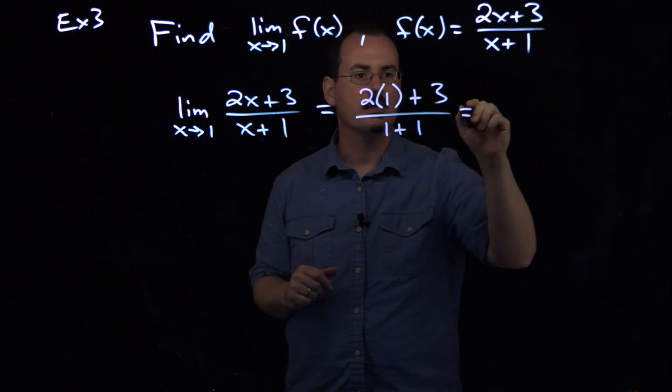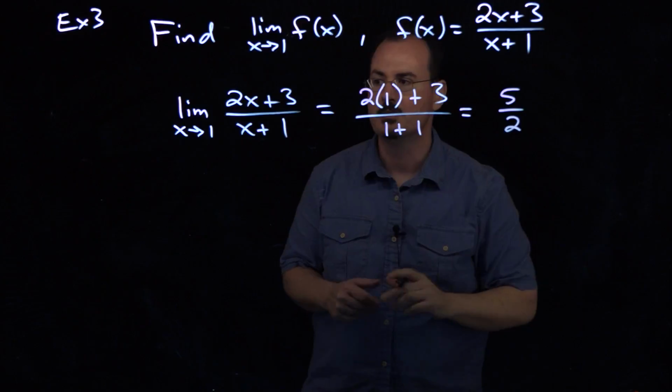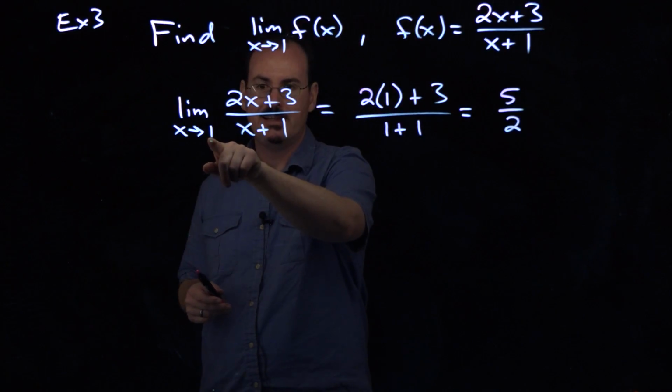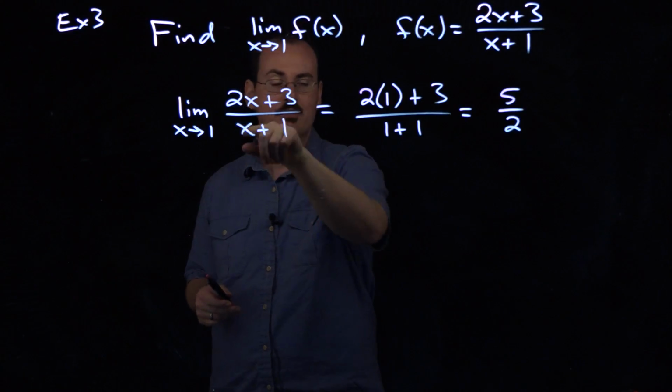So 2 plus 3 is 5. So we're going to have 5 over 2, and that's the limit. Not too bad, provided that this number here is in the domain of the function. That is, as long as we can just simply plug it in and not have to divide by 0.